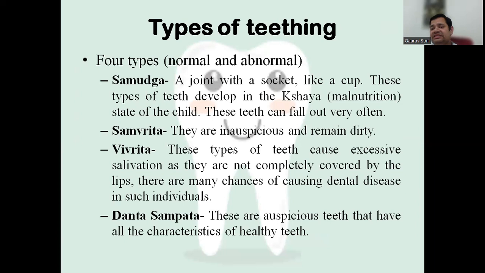Then when the teething is going to happen, Kashyap has given that there can be four types, like you can see Samudaka, that is joined with a socket like a cup. These are types of teeth developed in the malnutrition state of the child. These teeth can fall very often. Then Samvrita, these are inauspicious and remain dirty. Vivrita, excessive salivation will be there. There will be chances that dental diseases will occur too much here. And then the Sampat is the first one. So the first three, you can see, are abnormal, and the last one is the normal teeth.